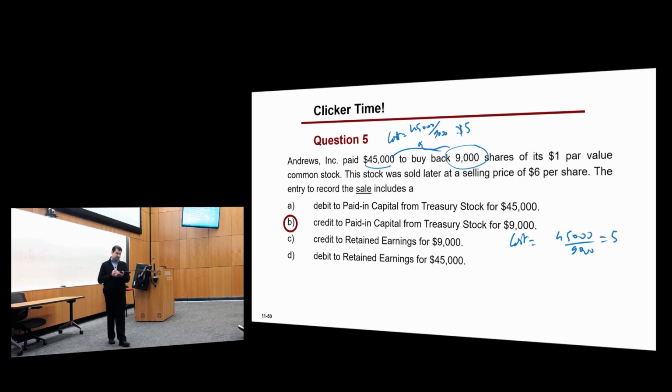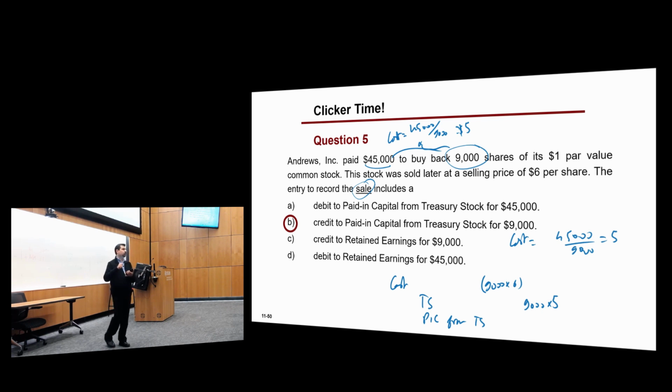The company, when they sell it, the entry to record the sale. They sold it later at $6. So the company will receive cash equal to 9,000 multiplied by 6, right? And then you have treasury stock. That's the same, this is at cost. It will be 9,000 multiplied by 5, which is 45.